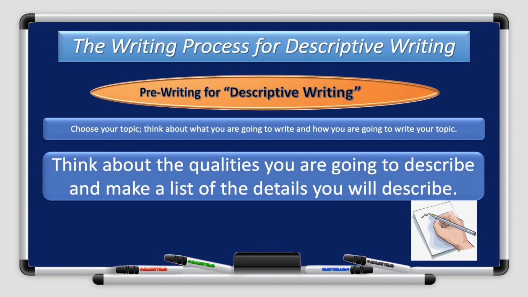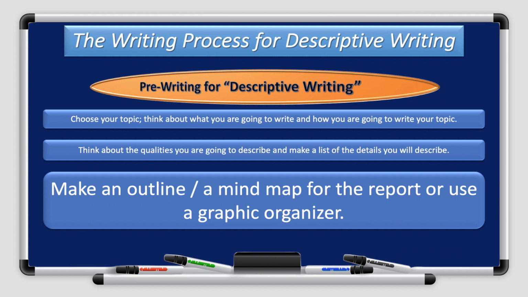You're going to think about the qualities you are going to describe about the place or the object or the event, and you're going to make a list of the details you will describe. In this stage, you will make a plan. It's either an outline, a mind map, or a graphic organizer in order to jot down your ideas to later on develop them in the drafting stage.